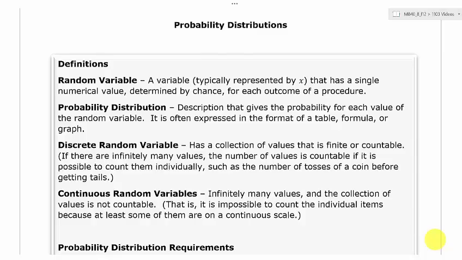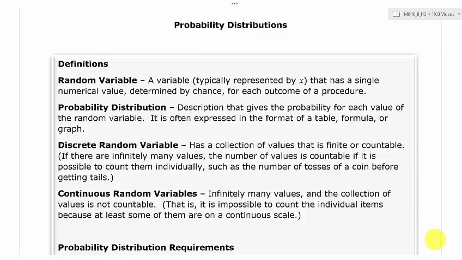A discrete random variable is a collection of values that's finite or countable, so it doesn't mean that it can't go on forever, it only means that you can count it. So the example that's here is how many times you have to flip a coin in order to have it land on a tail. And so that potentially could go on forever and ever, but you could count how many times it takes you to do that, no matter how long it takes.